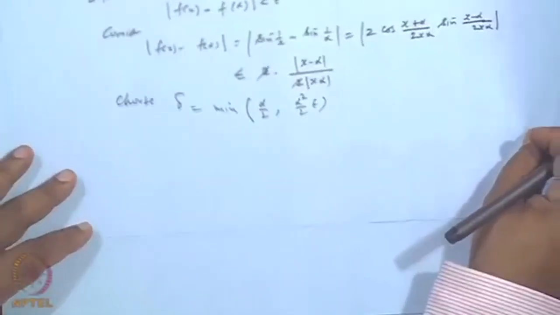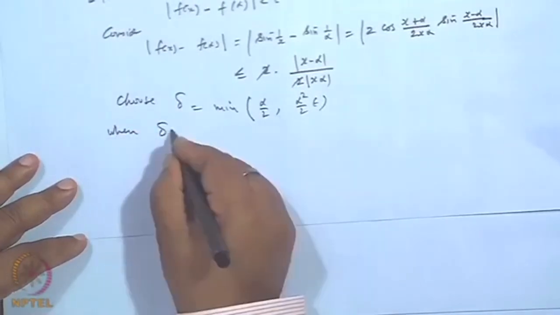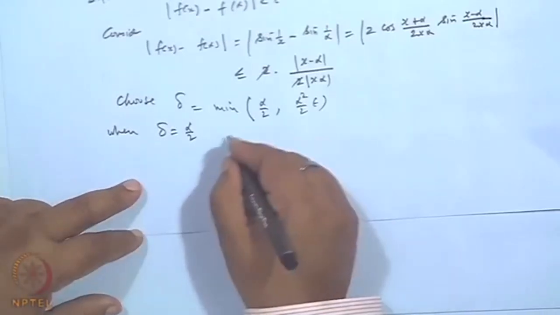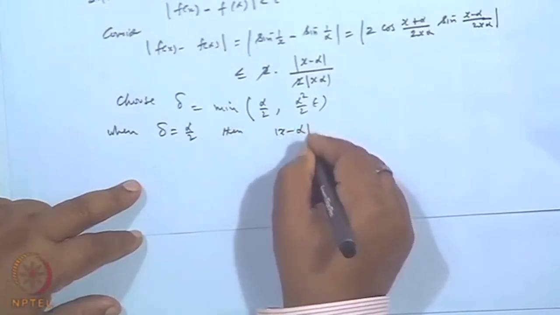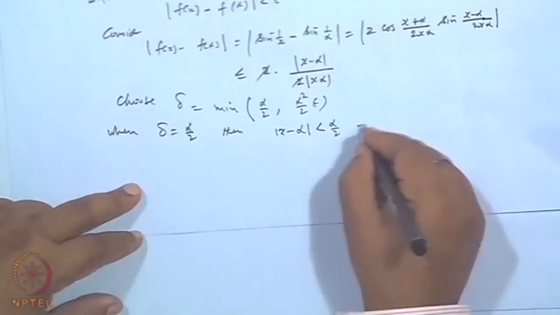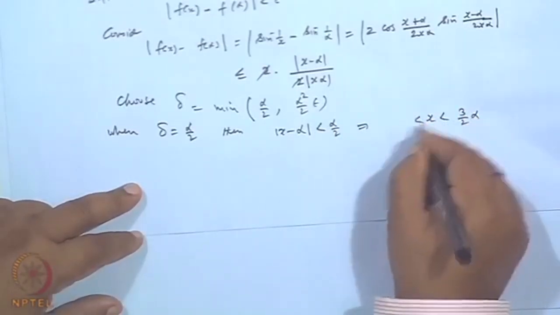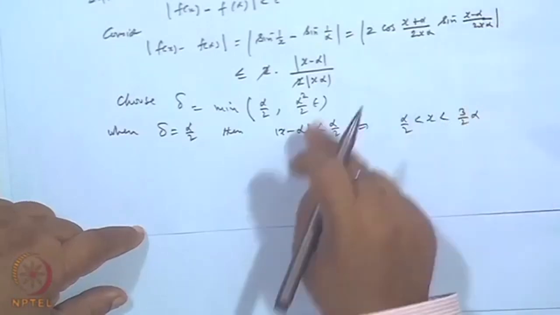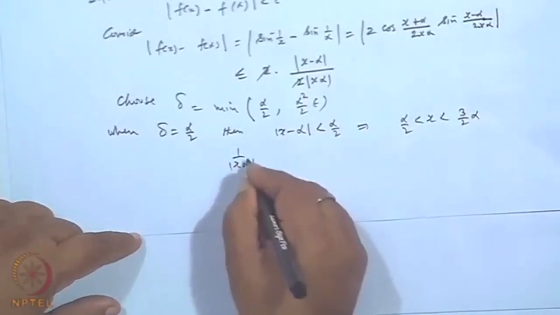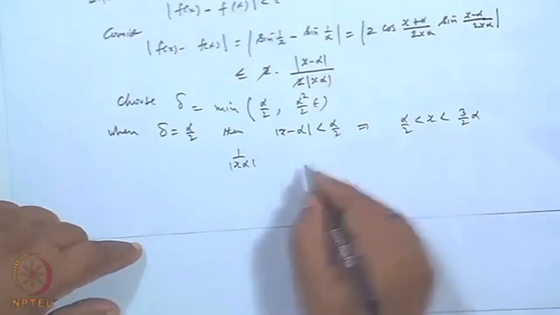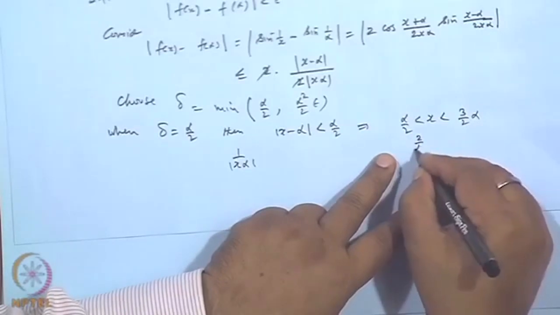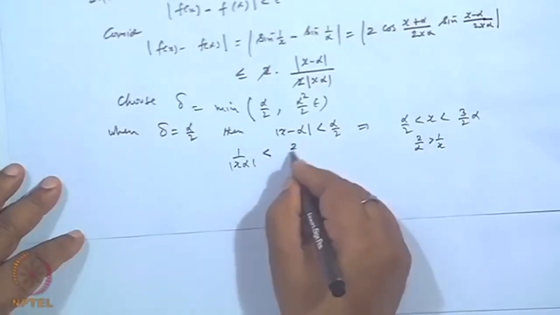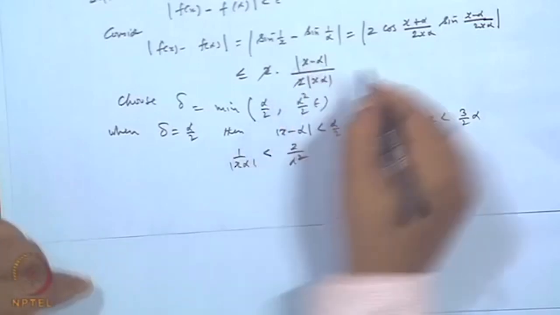When delta is, suppose, alpha by 2, then mod x minus alpha should be less than delta, alpha by 2. So, this implies that x lies between 3 by 2 alpha and alpha by 2. When x lies between this and alpha, we are taking positive, of course. So, 1 by x is less than when you are taking 2 by alpha is greater than 1 by x. It means 1 by x is less than 2 by alpha, so this is less than 2 by alpha square. Okay. So, from here, this is 1.